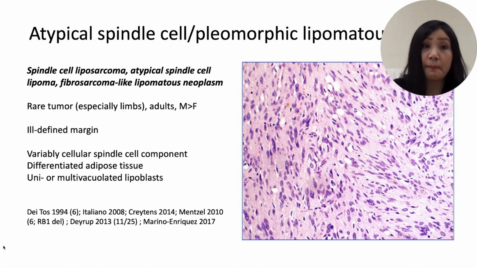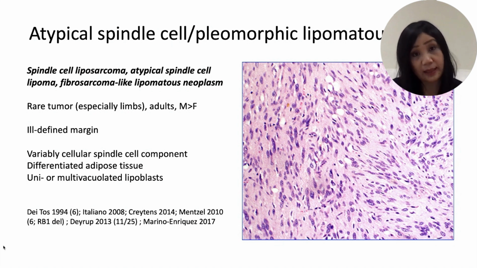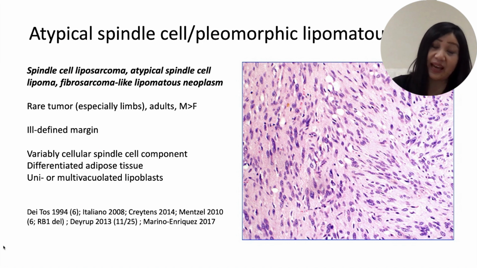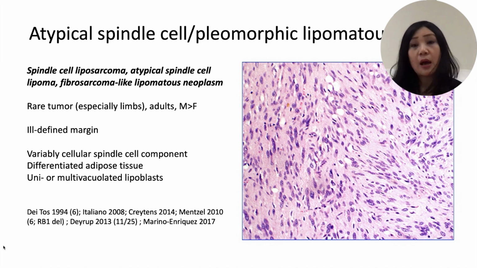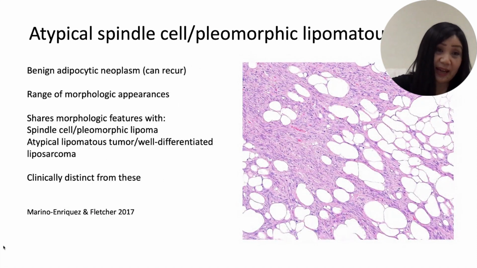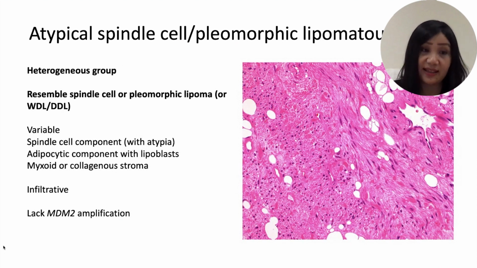These are tumours of adults with a male preponderance, and they most frequently occur in the limbs. They can occur in intracavitary sites, so the mediastinum, the abdomen, and pelvis, but they most frequently occur in limbs. 50% are superficial, 50% are deep, and they show ill-defined margins. That's in contrast to other benign adipocytic tumours, which frequently show very defined, circumscribed margins. And they have a variably cellular spindle cell component, and we'll see examples of that later, as well as differentiated adipose tissue with variable uni- or multivacuolated lipoblasts. They're clinically distinct from other known benign or malignant adipocytic entities.